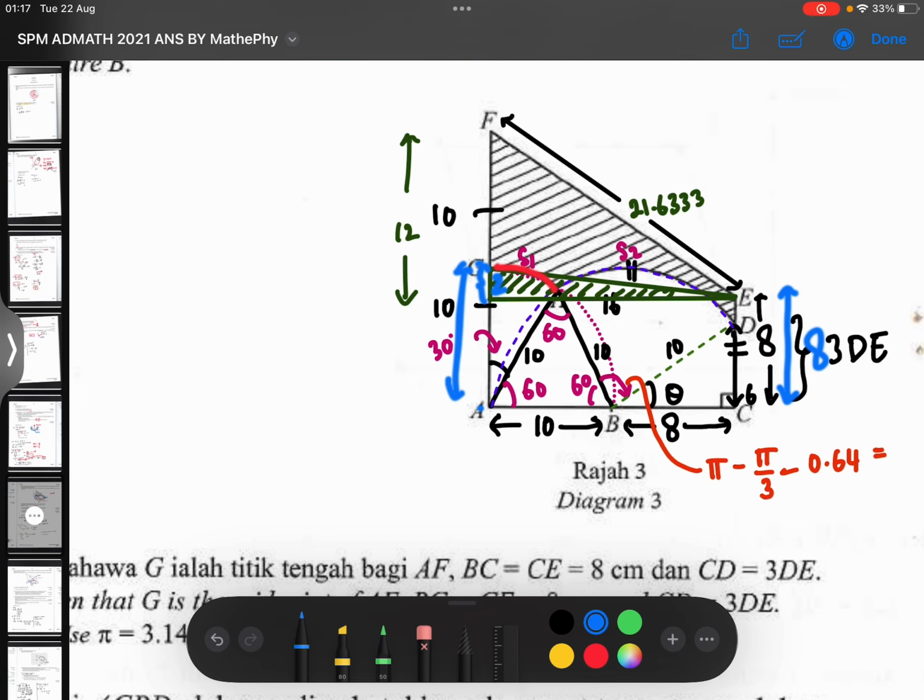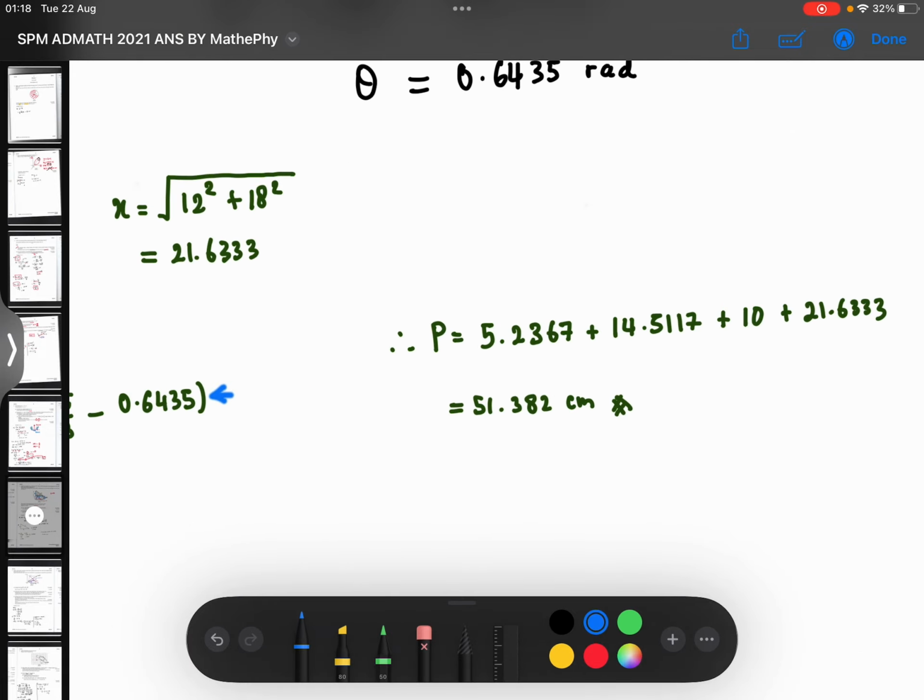So this part is 10 plus 8, 18. And we want to use the theorem of Pythagoras, so we just add, because we know from F to G is 10, and from G to this is 2, so all together it is 12, from here to here. So applying the theorem of Pythagoras, you will get 21.6333. And then the last length you need to add is this, 10, the last one, because it includes that too. So you just add up everything and you get this answer.